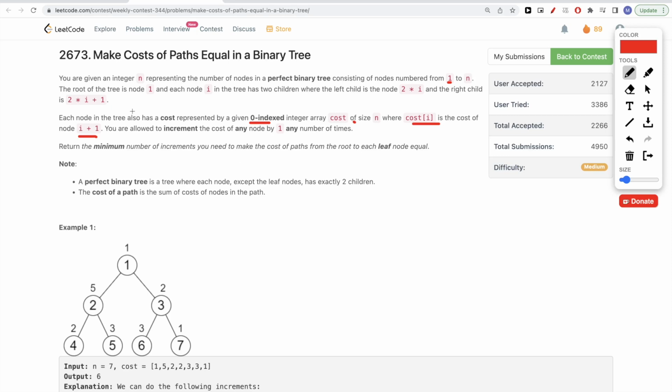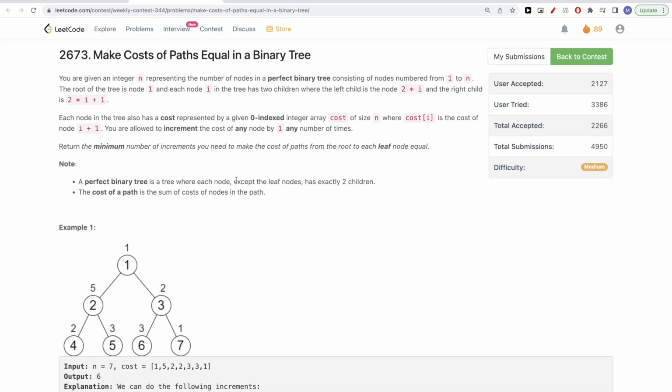And then in the problem we are allowed to increment the cost of any node by 1 any number of times, so we can increment by 1, but you can do it multiple times. The goal of the problem is to return the minimum number of increments that we need to make so that the cost of paths from the root to the leaf nodes are equal for all paths. Okay, so that's what we are asked to do here.